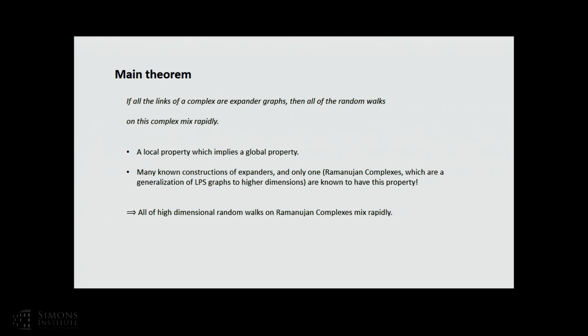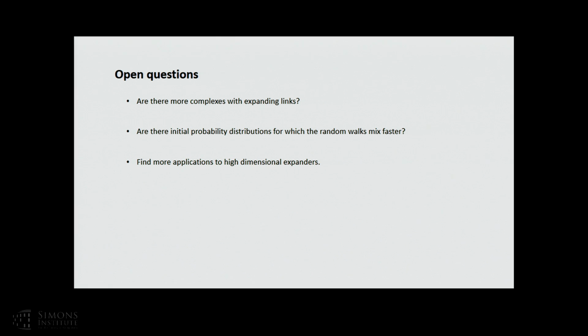I'll just end with a few open questions. This property that all the links are expanders seems very powerful, but we know only one construction which achieves it. So it's interesting to understand if there are more complexes with this property that all the links locally are expander graphs. If someone can find another construction of such a complex, then we'll get a new construction of high-dimensional expanders. And we've run out of time.